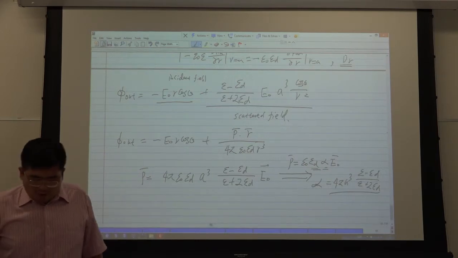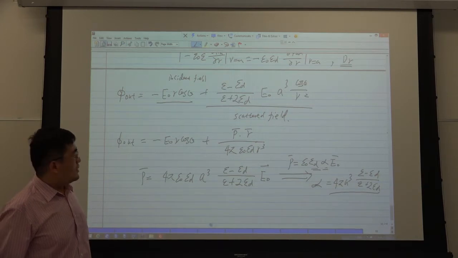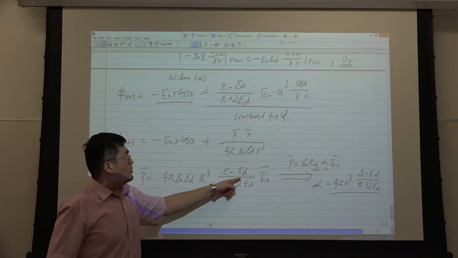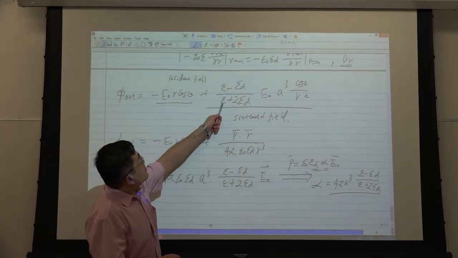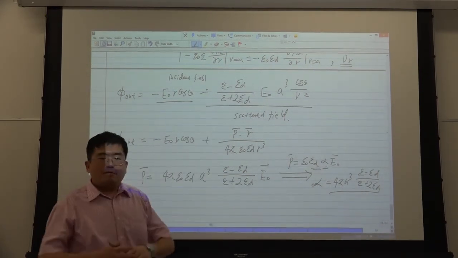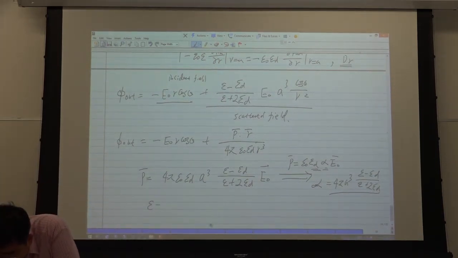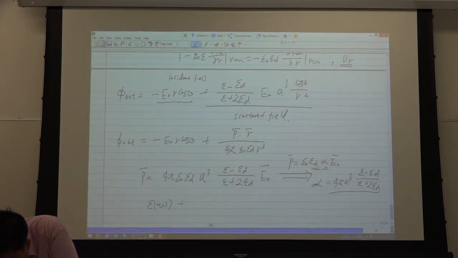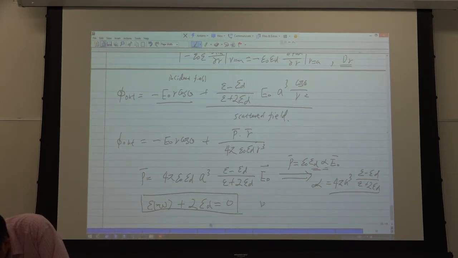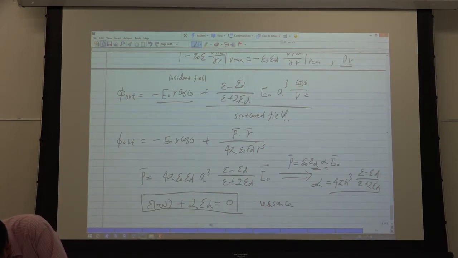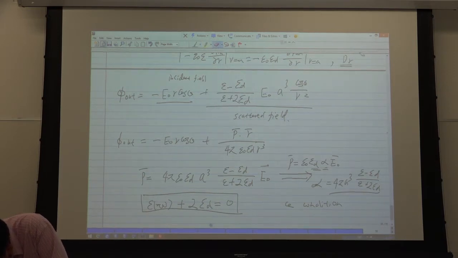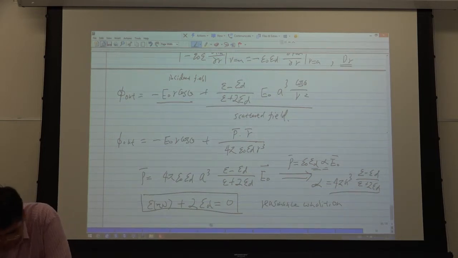From this form, when does the scattered field become very large? When the denominator goes to zero. When the denominator epsilon plus 2 epsilon_d goes to zero, the scattered field becomes very large. This is the resonance condition, and it's very important: epsilon metal, I call it epsilon_m, plus 2 epsilon_d equals 0. This is the resonance condition for localized plasmons.